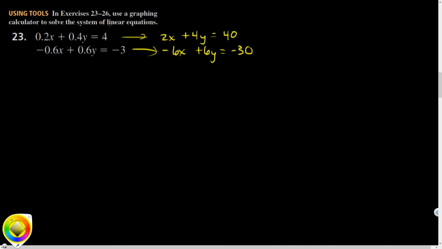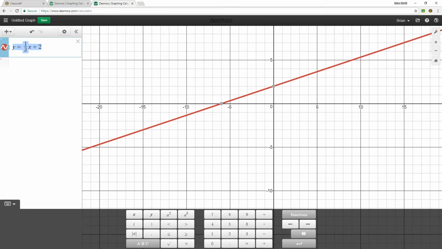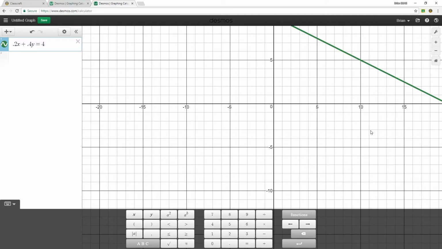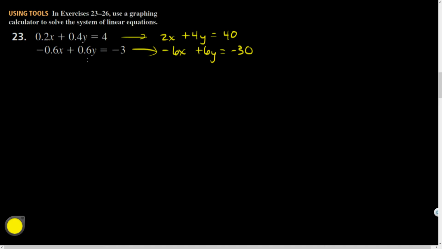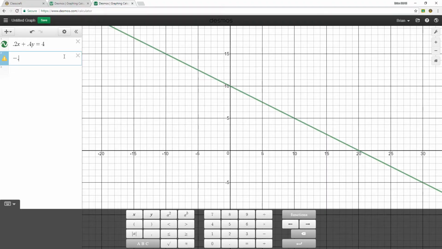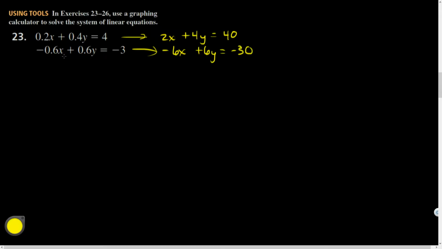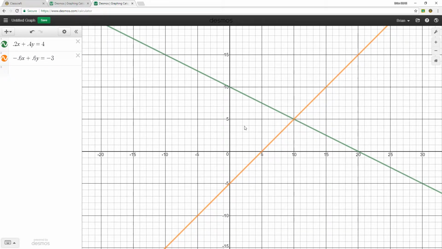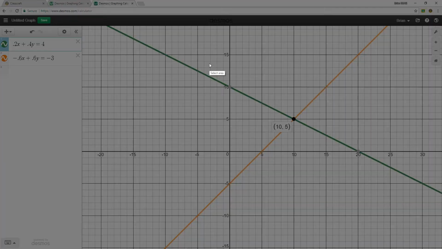So, even if I didn't convert that to this form, I'm using a graphing calculator. Desmos, hey, you're a graphing calculator. 0.2x, 0.4y. Let's graph using Desmos. Actually, we'll even do it in different colors. So 0.2x plus 0.4y equals, was it positive 4? Positive 4. There we go. So there's one line. Negative 0.6x plus 0.6y equals, what was it, negative 3? Negative 3. So there we go. There's my two lines, right? And if I want to find the intersection, right, like that.